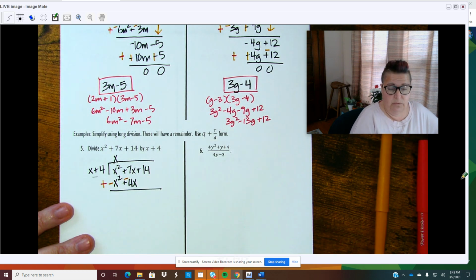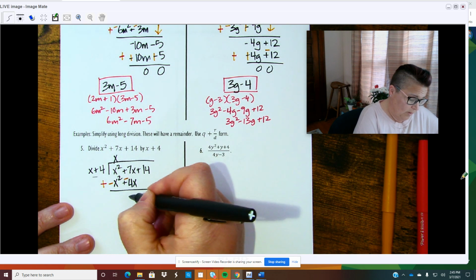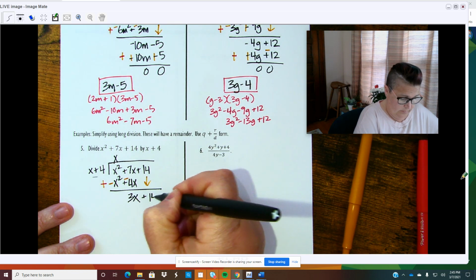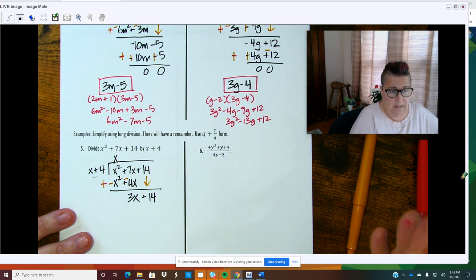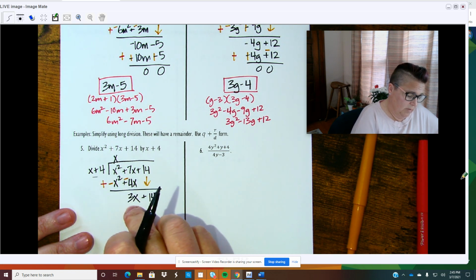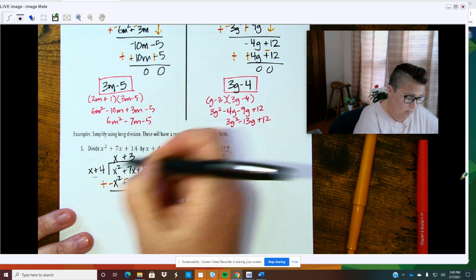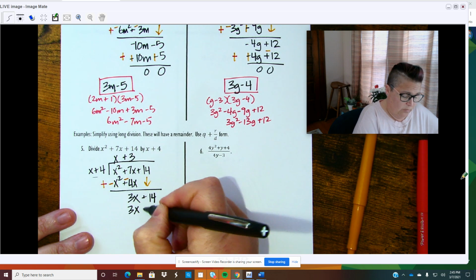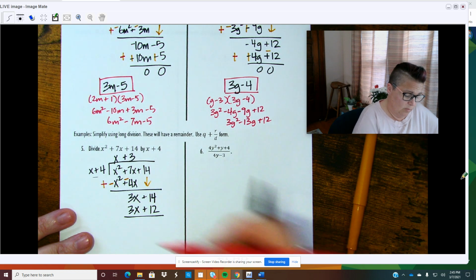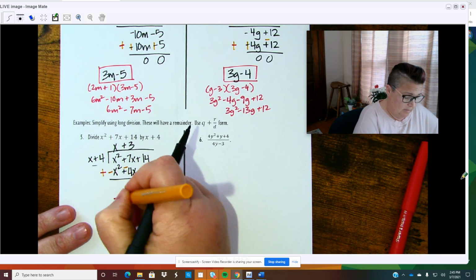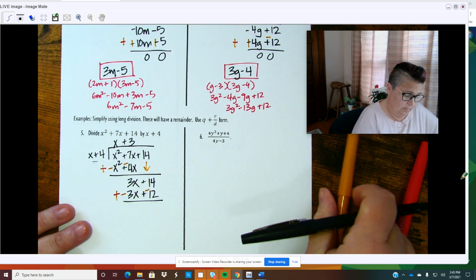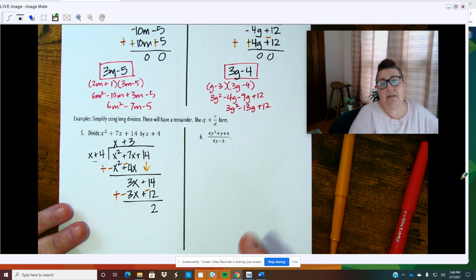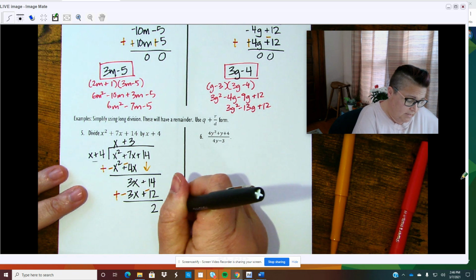The x squared minus x squared will zero out. 7x minus 4x is 3x. And this 14 comes down. Okay. Now, x times what gets me 3x? Well, that needs to be a plus 3. I'm only concentrating on that first term. Then 3 times x is 3x. 3 times 4 is 12. I need to subtract this, which is the same as adding the opposite. So 3x minus 3x zeroes out. 14 minus 12 is 2. That did not zero out. This is my remainder.